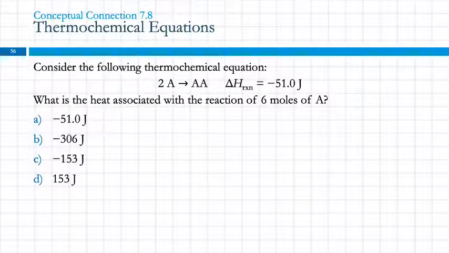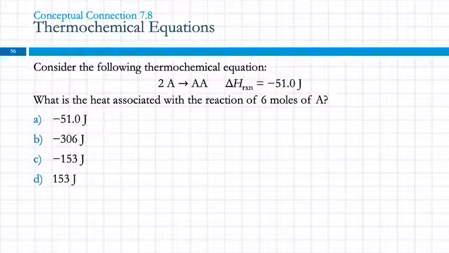So let's look at this thermochemical equation. We've got 2 A's going to AA. I don't know what that represents, but delta H is given as minus 51 joules. So this is asking, what's the heat associated with the reaction of 6 moles of A? 51 joules is for how many moles of A? 2 moles of A. So if I had 6 moles, 6 is how many times bigger than 2? 3 times bigger. So then the energy is going to be 3 times bigger.